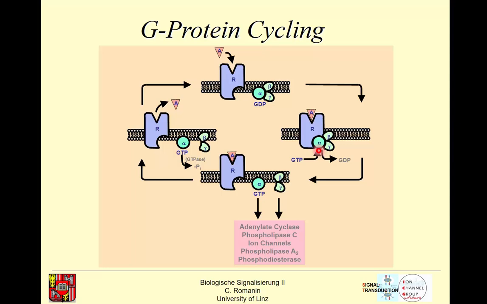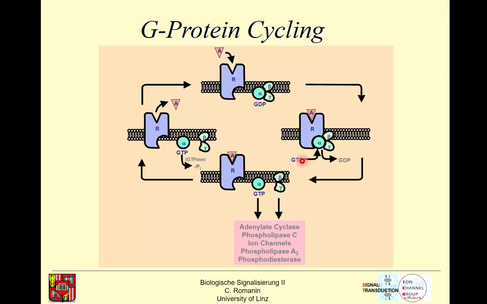rhodopsin receptor, then we get a change in the conformation also of the alpha subunit of the transducin, so that the affinity for binding of guanine nucleotides is now decreased for GDP and is increased for GTP. So we always have GDP as well as GTP in the cytosol available. But this depends on what has the higher affinity?